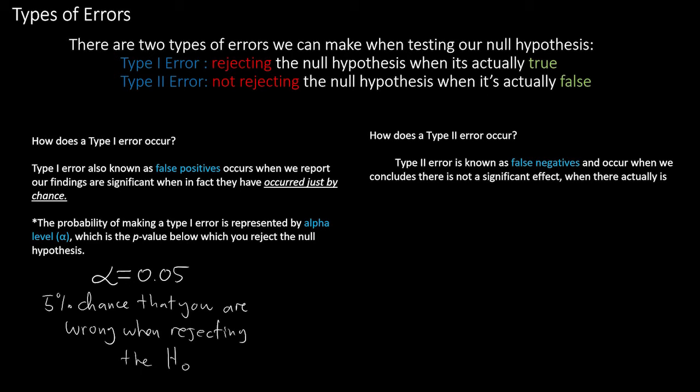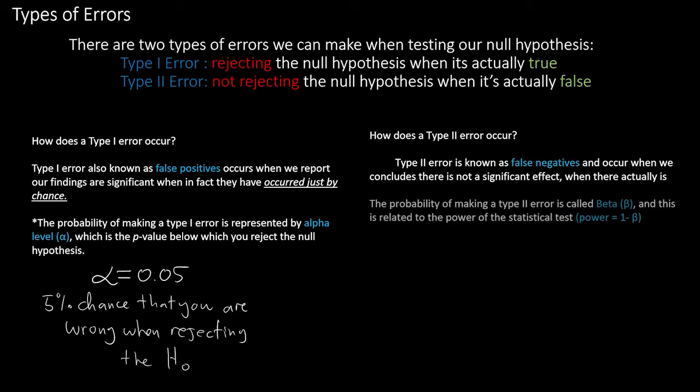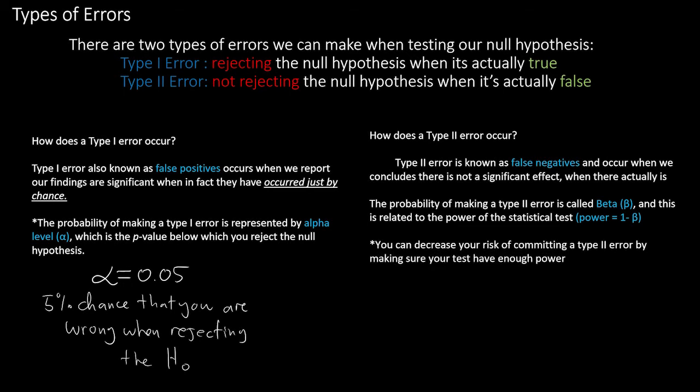And this happens when we conclude that there is not a significant effect when there actually is. The probability of making a type 2 error is called beta, and this relates to the power of the statistical test, in which power is 1 minus beta. We'll learn more about this in depth in our next session, which will talk about statistical power, where we'll learn that we can decrease our risk of committing a type 2 error by making sure our tests have enough power. And similar to type 1, type 2 error can lead to false assumptions from your test and also just poor decision making.